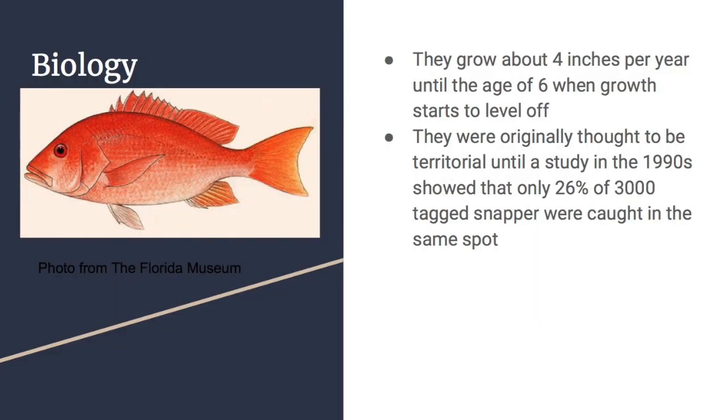They can grow up to 4 inches per year until the age of 6 when growth starts to level off. They were originally thought to be territorial until a study in the 1990s showed that only 26% of 3,000 tagged red snapper were caught in the same spot.